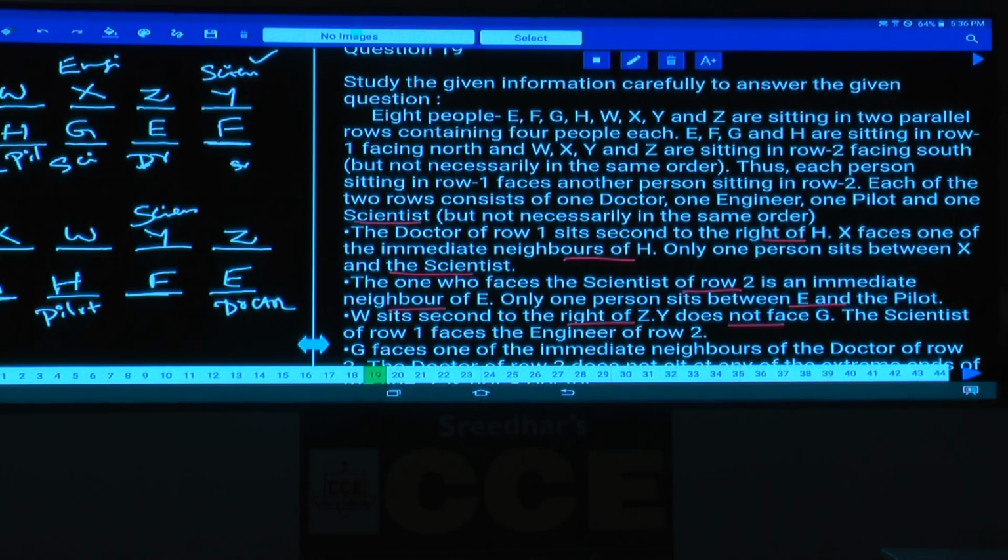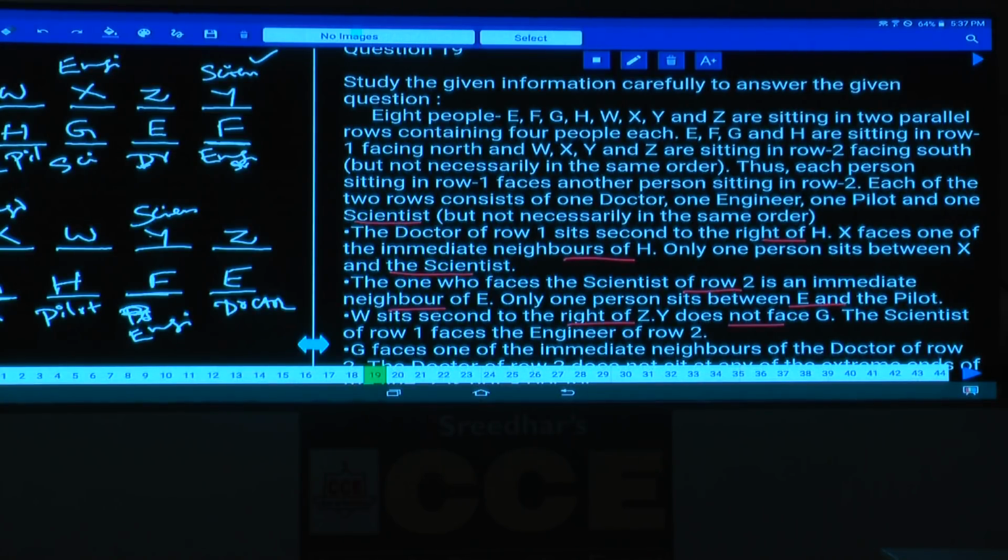Scientist of row 1 is facing engineer of row 2. Now here scientist is G and facing engineer, engineer will be here. Scientist, pilot, doctor done, then who is the person left over here? Pilot. Scientist, pilot and doctor, and who is the person left over? Engineer. Hence in row 1 engineer must be at this place. Now in this one engineer must be at this place, isn't it?